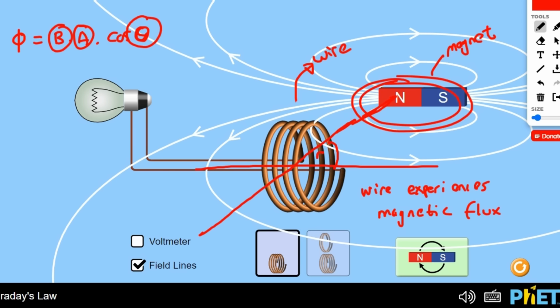That angle between the normal and the magnet is called theta. Now, in grade 12, we don't really change this part, but the way that a generator works is it helps us to continuously change this angle, and by doing that, we are able to change the magnetic flux. Why do we want to change the magnetic flux?